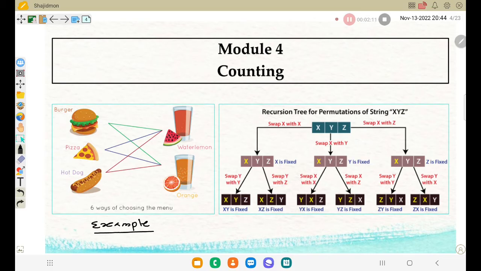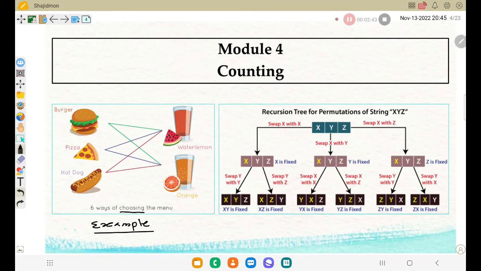For example, you can take burger and watermelon juice, one option, or burger and orange juice, second option, pizza and watermelon, third option, pizza and orange, fourth option, hot dog and watermelon, one option, hot dog and orange is another option. So how many ways can we choose the items from the menu card? 6 ways, one eating item and one drinking item. So in total we have 6 ways of choosing from the menu, correct?